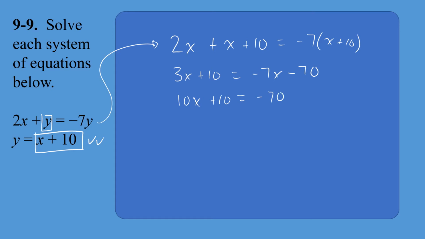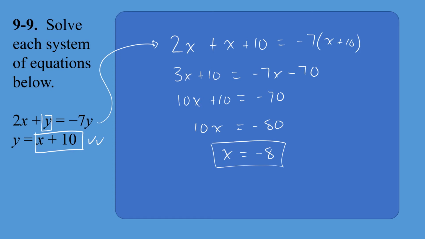Over on the right-hand side, if I add 7x, that'll cancel out the -7x and just leave me with -70. And then I'm going to take away 10 from both sides. So this is going to be 10 times x equals -80. And then finally, I'm going to divide both sides by 10. When I do that, I get that x is the number -8. So here's part of my solution. I know what x is, but I don't know what y is.